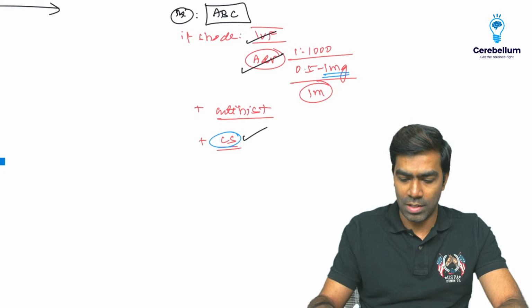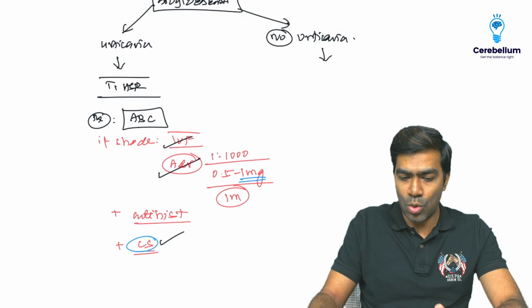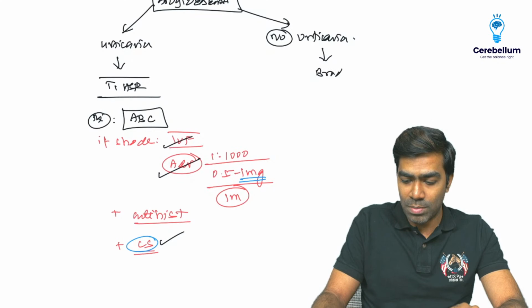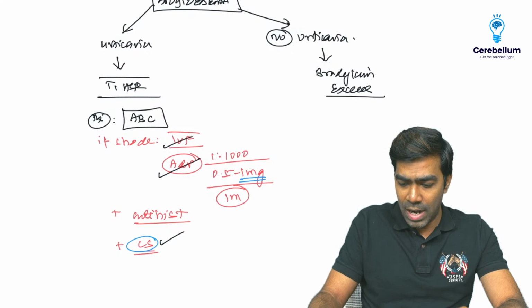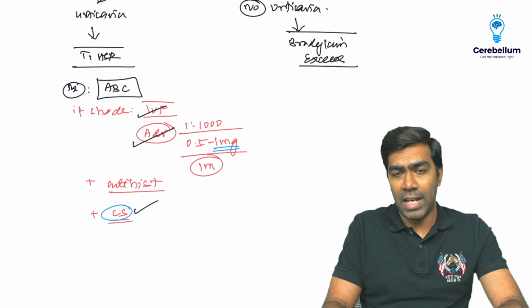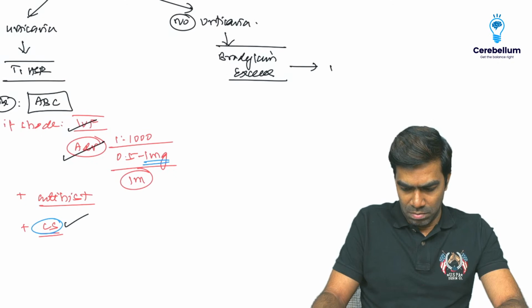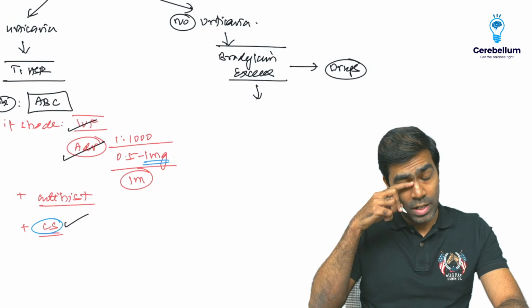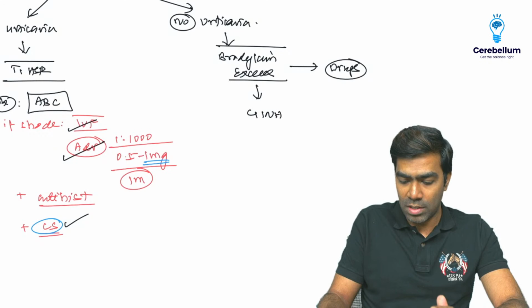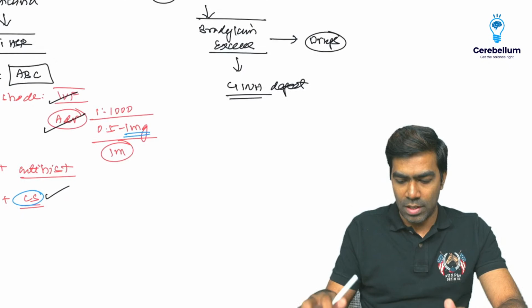What about patients who don't present with urticaria? This is where you think about a possible bradykinin excess. It's very likely that the angioedema is due to bradykinin excess. So what are the causes of bradykinin excess? There are multiple reasons. It could be due to drugs, certain drugs can cause bradykinin excess, or it could be due to a C1 inhibitor deficiency, a C1 inhibitor defect. There are two reasons.